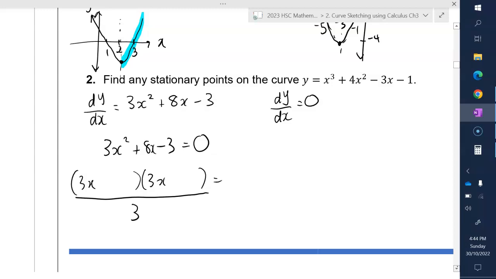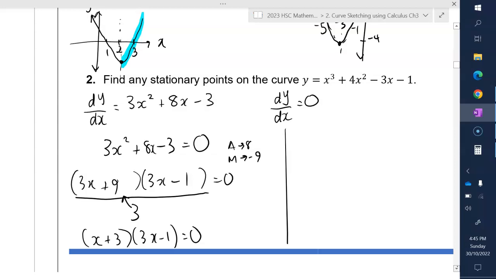What are we looking for? Adding to 8, multiplying to minus 9. We're going to have 9 and minus 1, because 9 times minus 1 is minus 9, and 9 minus 1 is 8. Pop the 3 into that bracket there, and we're going to end up with x plus 3 and 3x minus 1 equals 0.